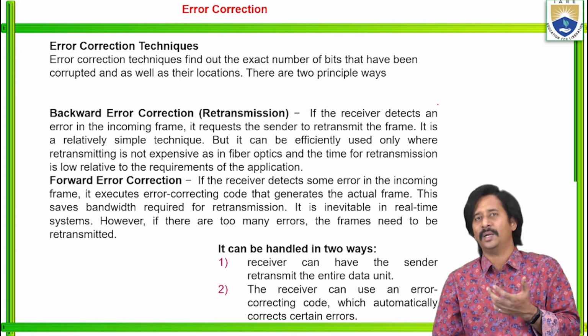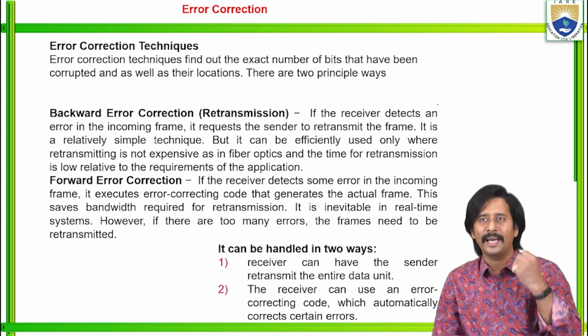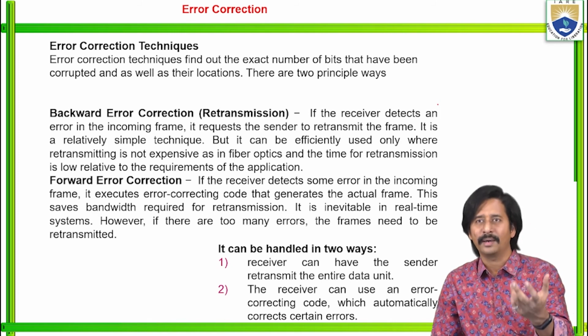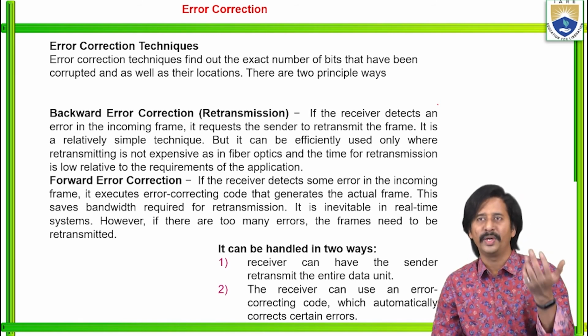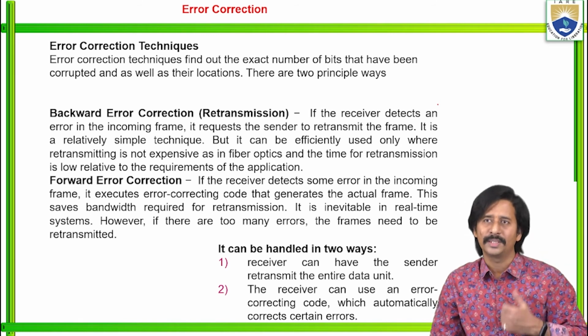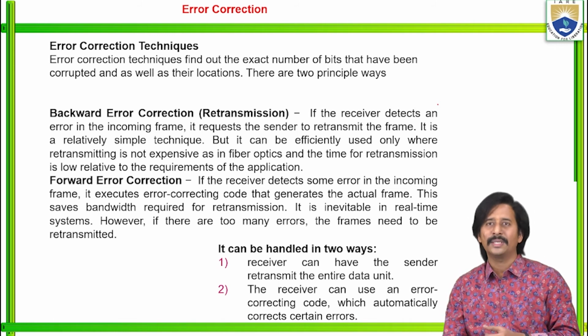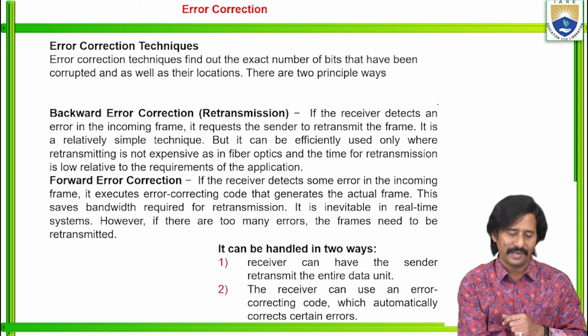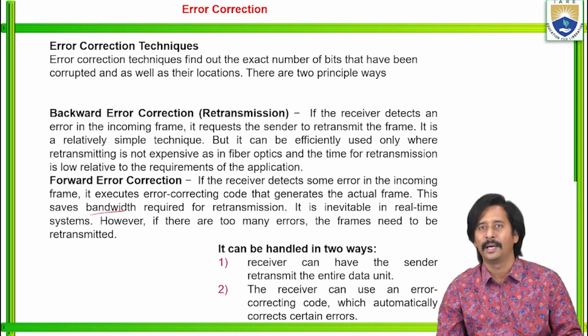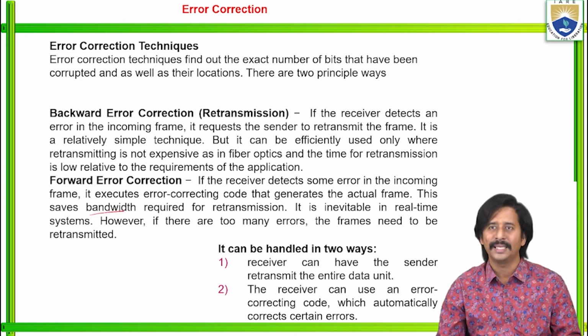So simply, we need to correct that particular error, right? Which bits are not correct? What is the location of those particular bits? We need to identify them, then we need to correct those errors. So this saves the bandwidth which is required for retransmission. We know bandwidth is one of the important metrics for retransmission. It is inevitable in real-time systems.